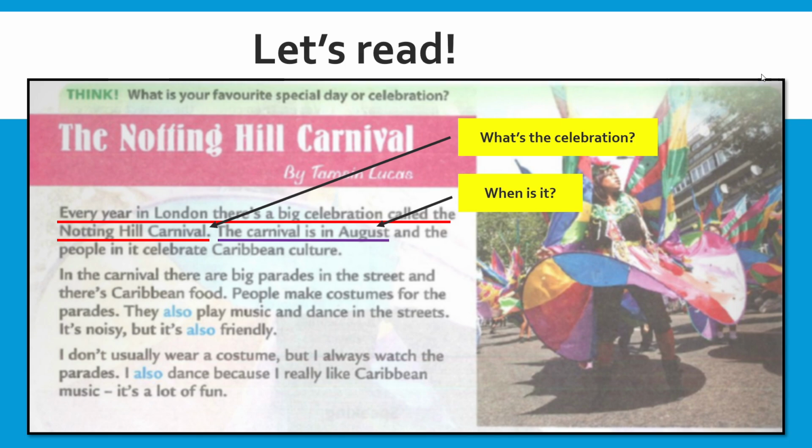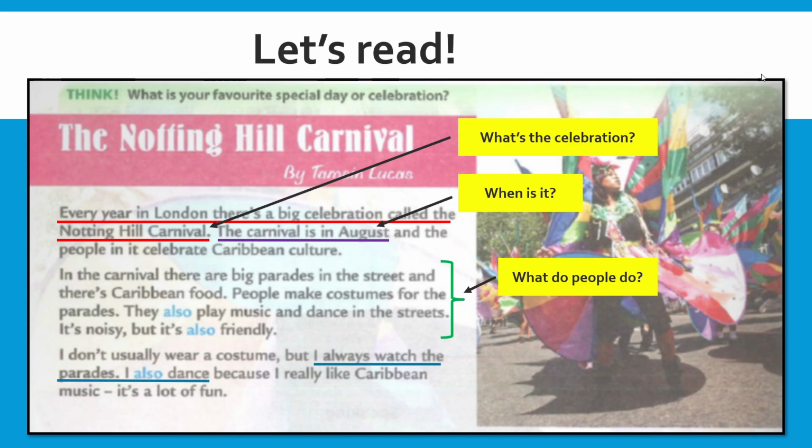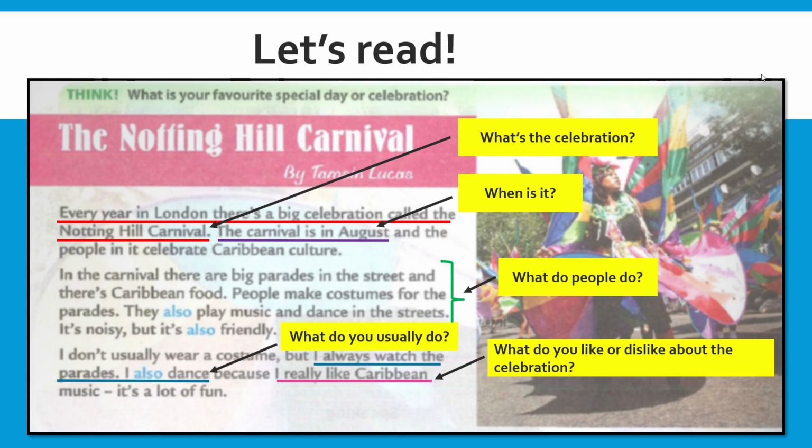And if you look at the second paragraph here, this is actually talking about what the people do during the celebrations. And after that, as you can see, the sentence that I underline in blue is also describing the things that you yourself usually do during the celebration. And last but not least, you will also need to tell what you like or dislike during the celebration. Basically, the writing is from general to specific.